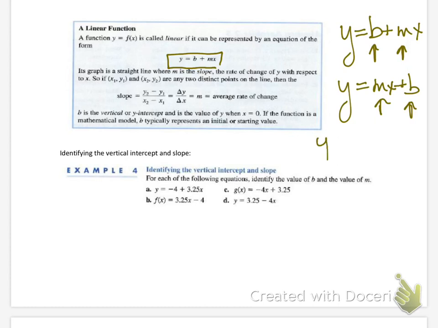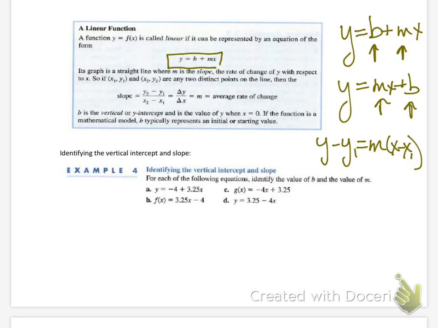Another form of a line is point slope form, and that is written this way. Notice that you don't have the b, which is the y-intercept, in the second form of a line. This will come up more a little bit later on, but I thought I would just mention now that there are other forms that lines can take.